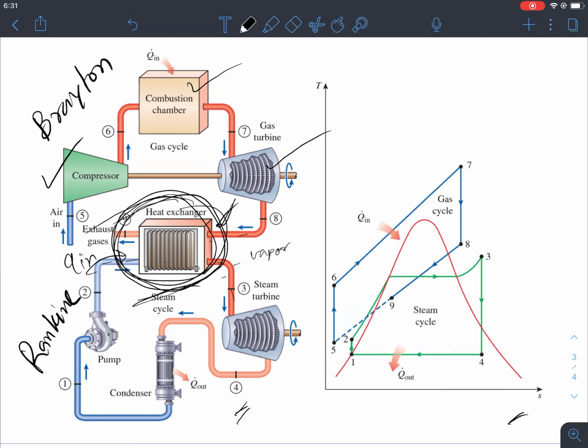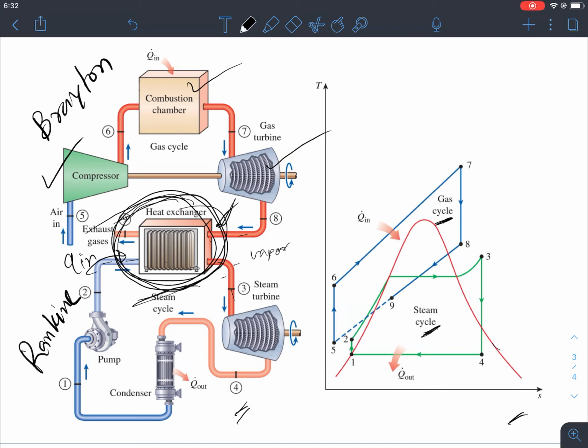So in this combined power plant system, the TS diagram will look like this. It will have two different diagrams. Right here you can see that this is the gas cycle, which is nothing but the Brayton cycle, and here you can see the steam cycle, which is the mixture of the vapor and liquid. So that's why this cycle mostly belongs to this saturated dome. However, the gas cycle is mostly outside of this saturated dome.